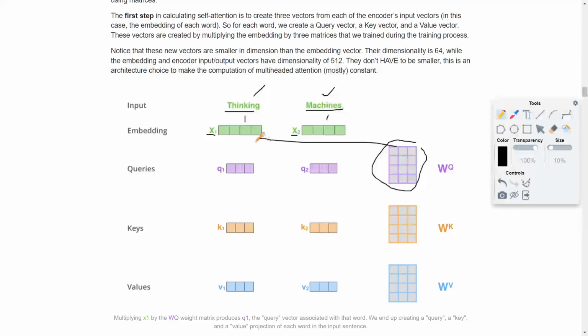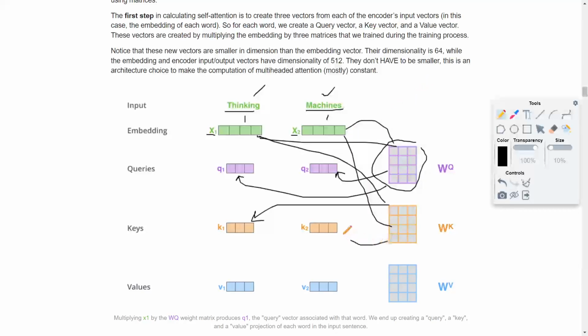So for the word embedding, we multiply the word embedding vector by the weight matrix to get Q1, the query 1 value. Similarly, we do it for x2 with the weight of Q to get the query 2 value. Similarly, we take x1 and multiply it by wk to get k1, and for x2 we multiply by wk to get the k2 value.